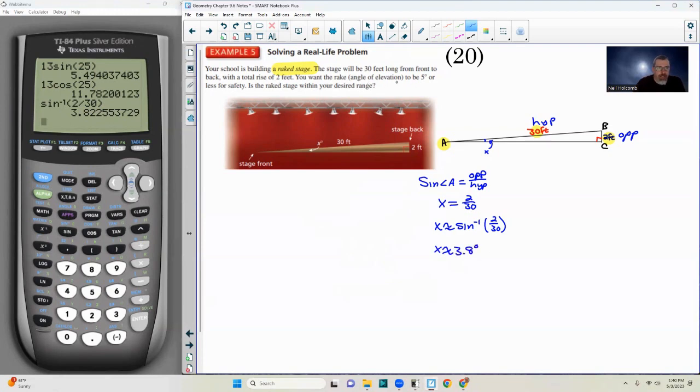And it says you want the rake to be 5 degrees or less for safety. So 3.8 degrees is less than 5 degrees. So this is a safe stage. Okay, now try exercise 20.